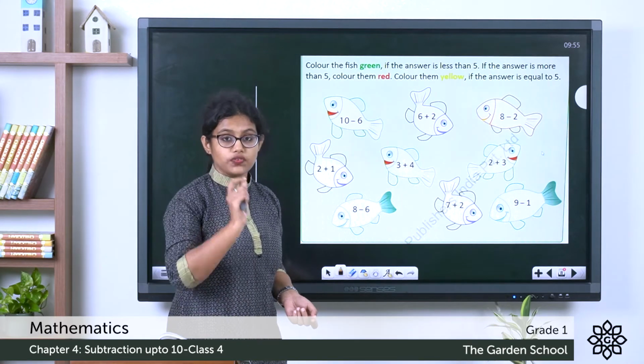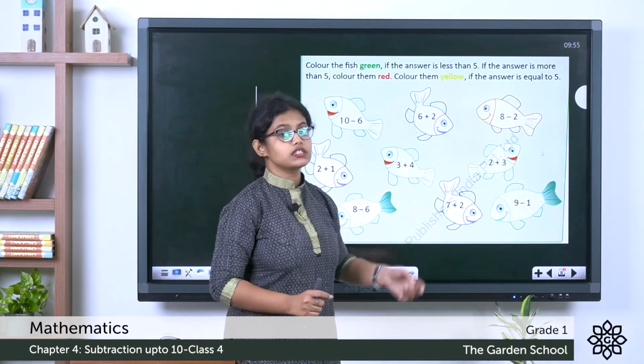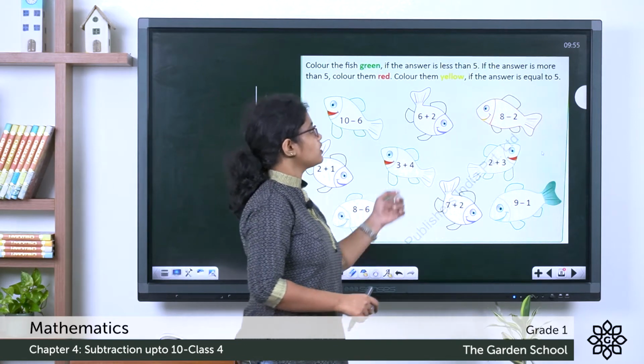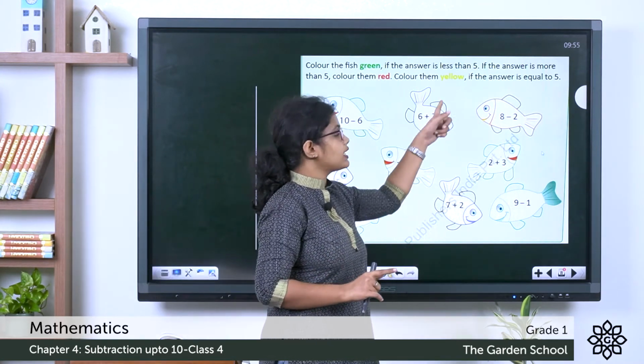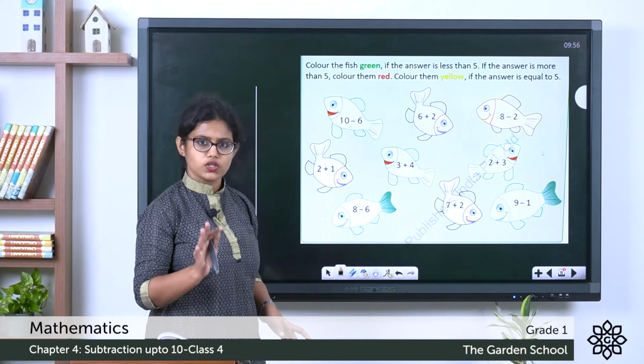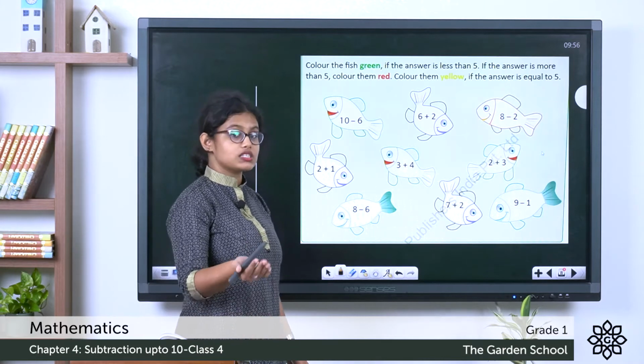Okay. And if you get a number which is less than 5, what do you have to do? You have to color it green. And if you get a number which is equal to 5, what do you have to do? You have to color that fish yellow. Okay, so let's do it. So first one is 10 minus 6. What is 10 minus 6?